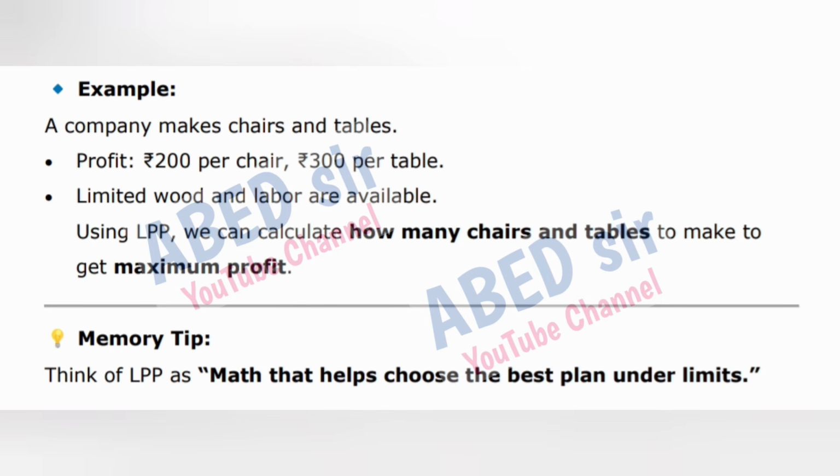Example: a company makes chairs and tables. Profit, 200 rupees per chair, 300 rupees per table. Limited wood and labor are available. Using LPP, we can calculate how many chairs and tables to make to get maximum profit. Memory tip: think of LPP as math that helps choose the best plan under limits.